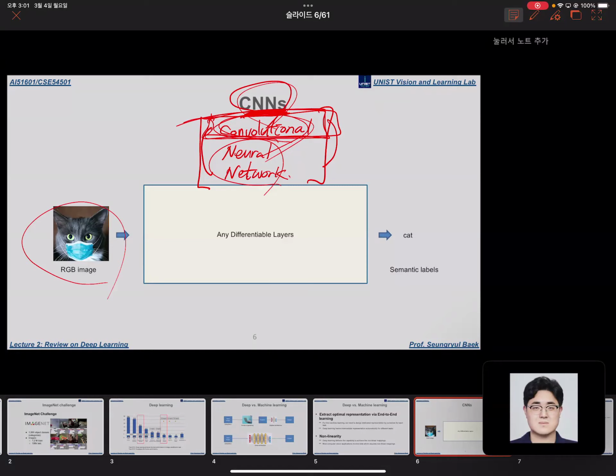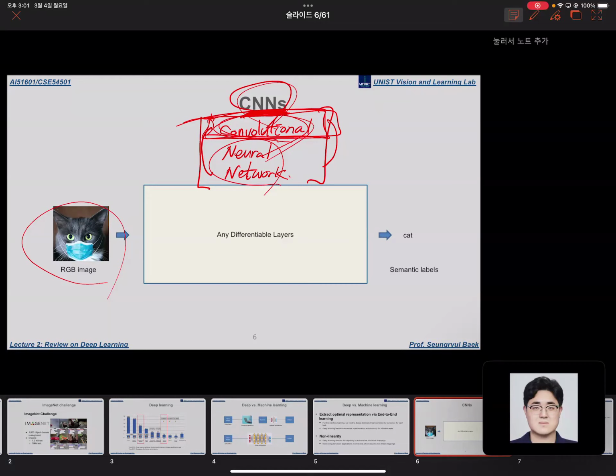Nobody can prove that this convolution operation is the best, okay. But in practice, it performs very well. Okay, so people are widely using that. Okay.